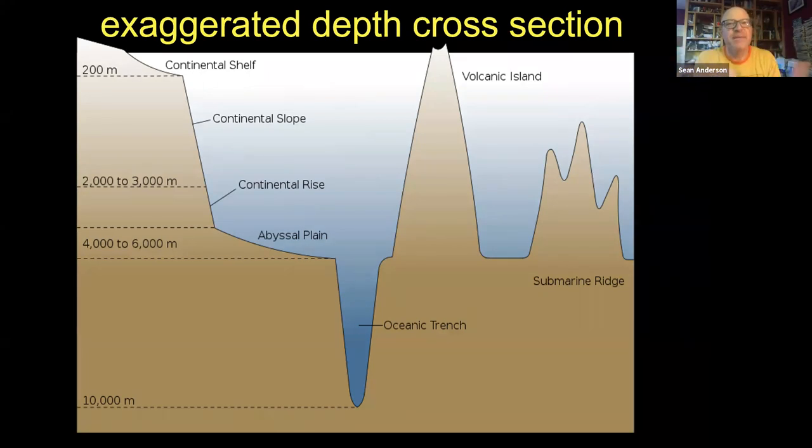And this is the most common area, the most common surface geology on Earth. So when we look at the entirety of the planet, most of the planet is abyssal plain, or ocean plain.